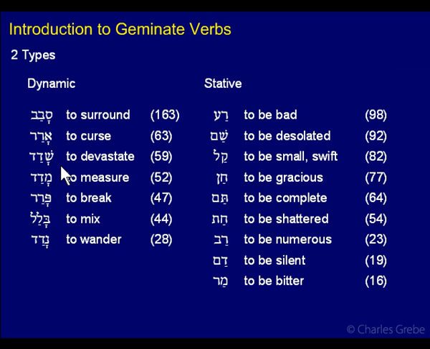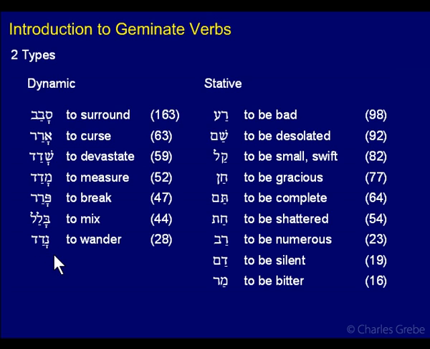Shaddad means to devastate. We have a few here that end with two dalets. Madad means to measure. And down here, nadad means to wander. I suspect this is related to the land of Nod, where Cain is sent off to wander in the land of Nod. So I think that's probably a noun.